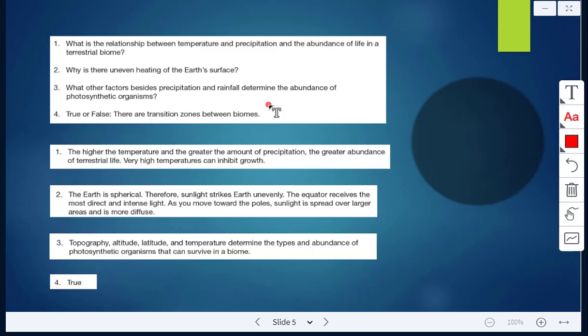True or false, there are transition zones between biomes. That is true. It's not like a direct change from one biome to the other. There's a transition zone between biomes.